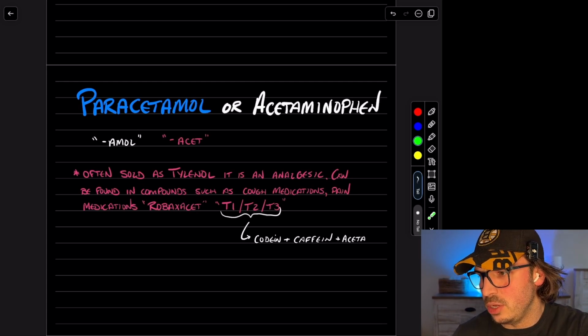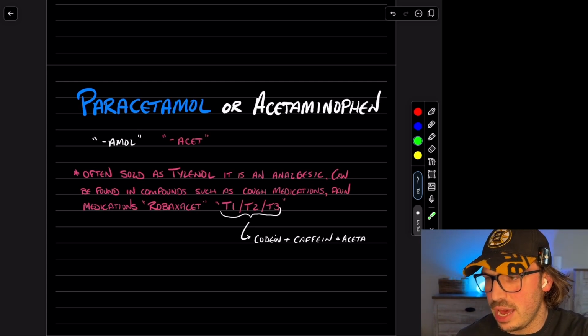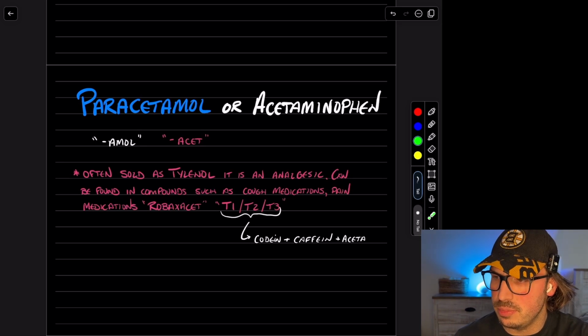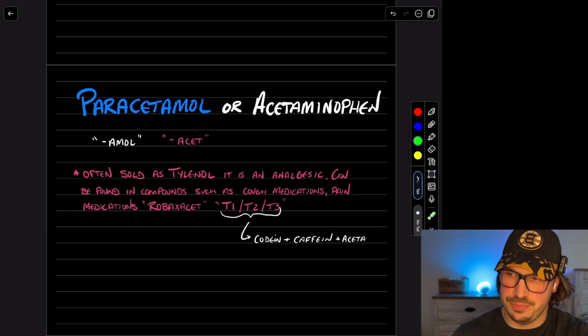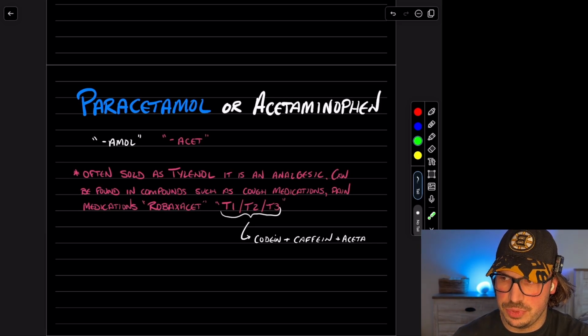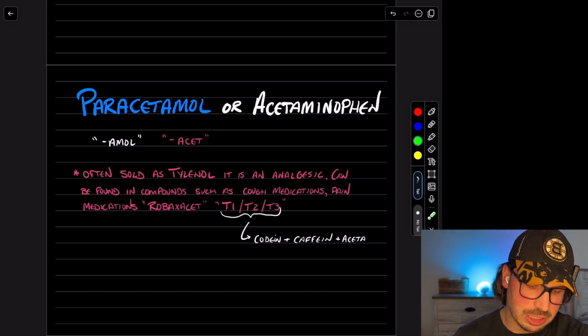Again, these paracetamol versions of these medications, I haven't seen them personally. They have co-codamol and co-dydramol. They might be out there in Canada, I just haven't seen them myself personally.